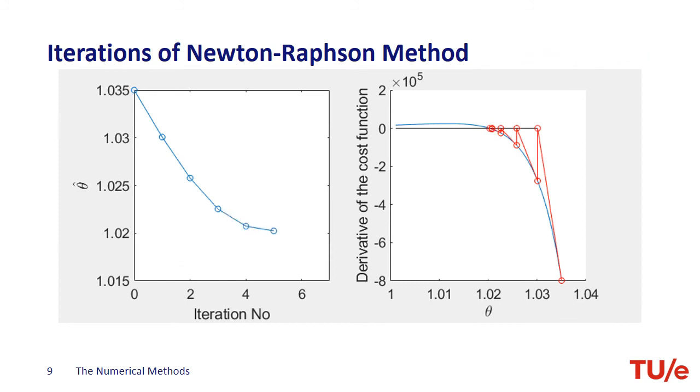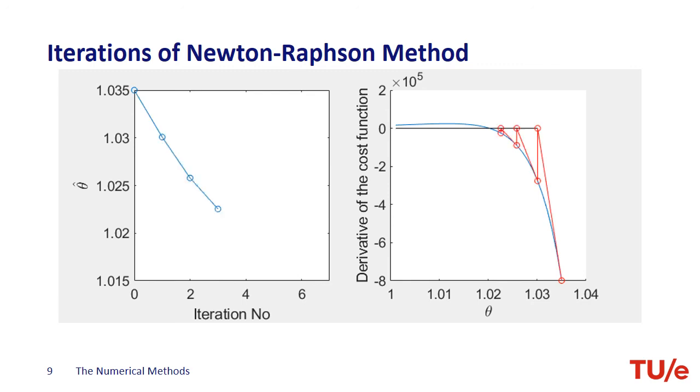So, what is the Newton-Raphson method doing exactly? On the left, you see the estimate theta hat through the iterations of the Newton-Raphson method. On the right, you observe the Newton-Raphson method in action. We are looking for the point where the derivative of the log likelihood function intersects 0.